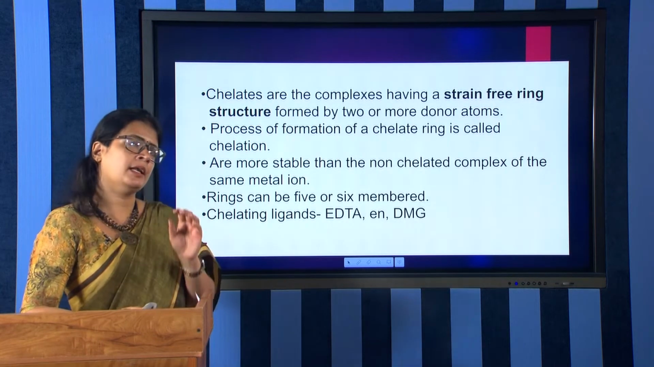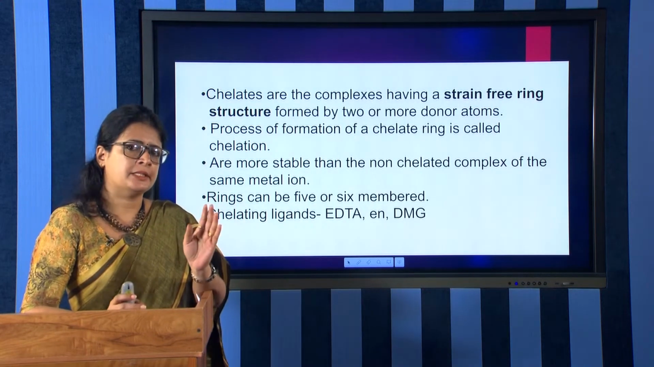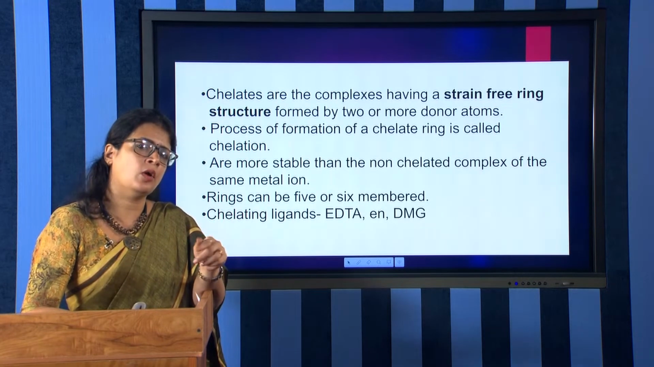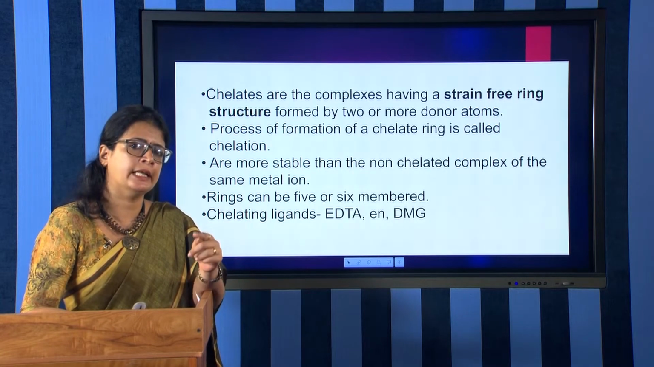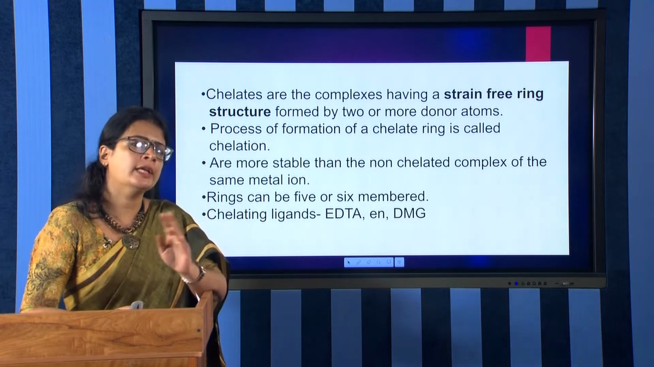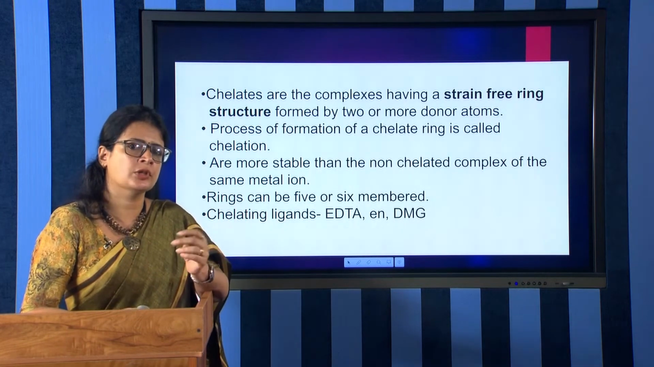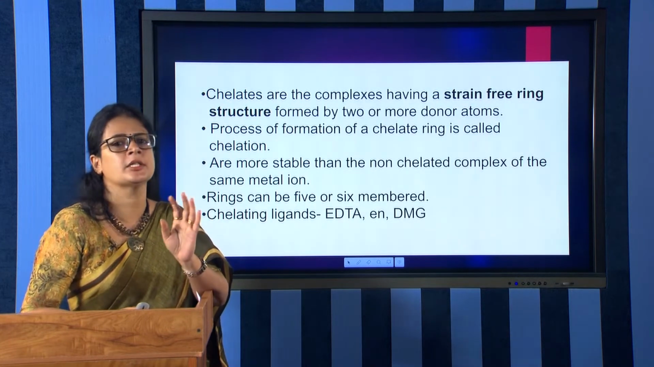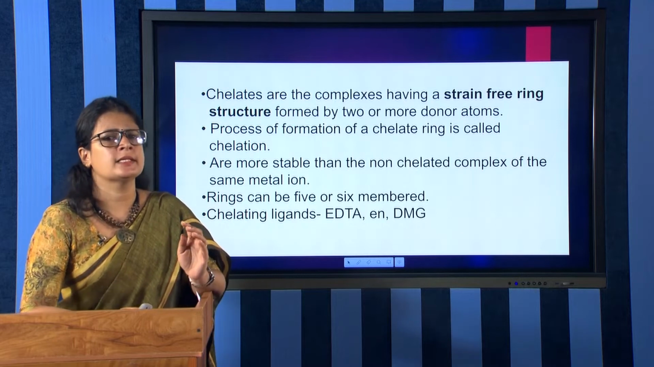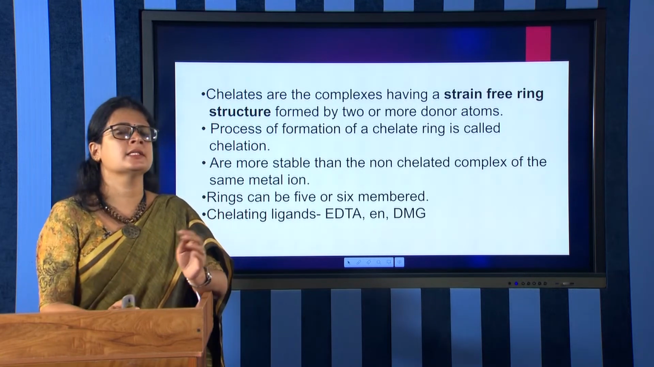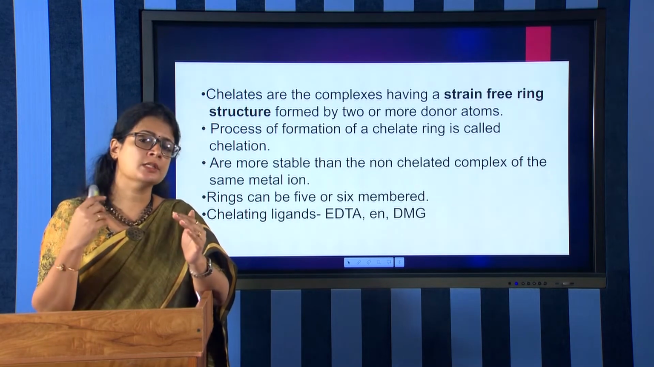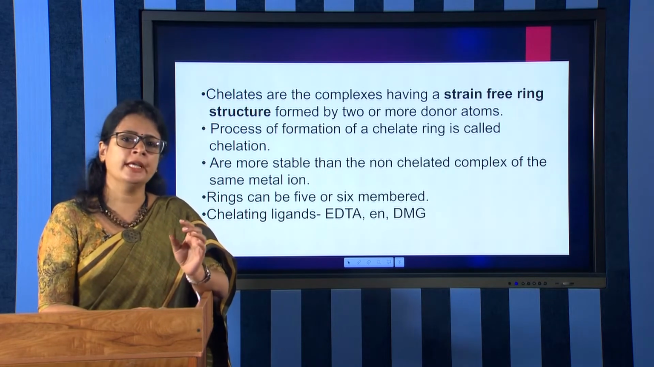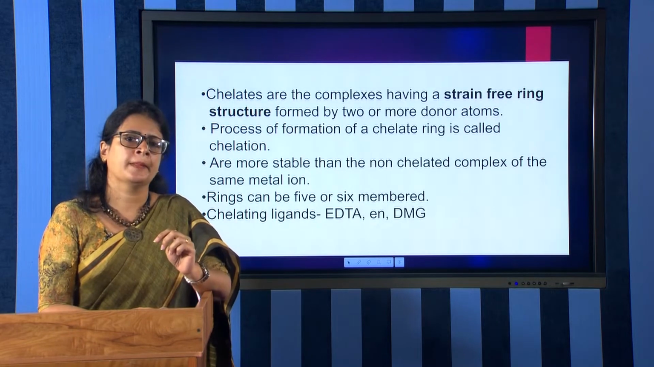When we compare the same metal atom, one forming a complex with a ring structure, that is a chelate, and another forming a non-chelated, that is an open chain structure, which one will be stable? The chelated complex will be highly stable. And the rings formed in these chelates may be 5 or 6 membered, usually 5 or 6 membered.